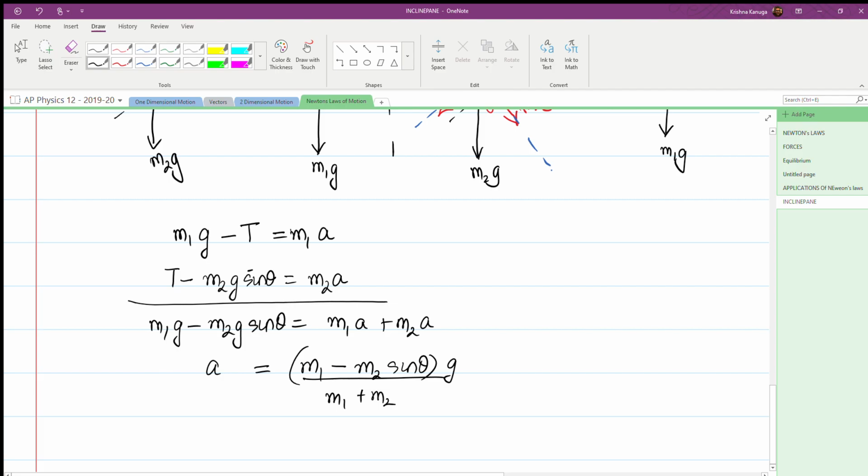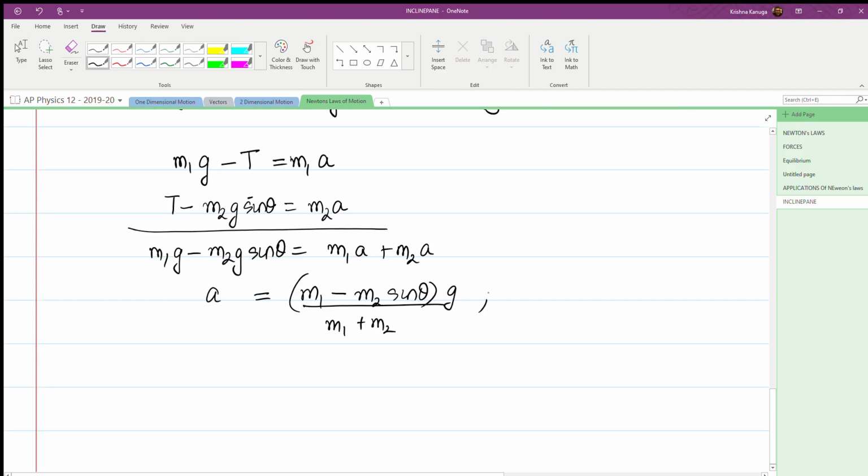Now, if you remember the Atwood's machine problem, in that the theta would end up being 90 degrees, and if theta is 90 degrees, then sine theta is equal to 1, and the answer for a would coincide with the answer for the Atwood's machine. At this point, I expect you to be able to find the tension: just plug it into one of the equations and go ahead and calculate the tension.